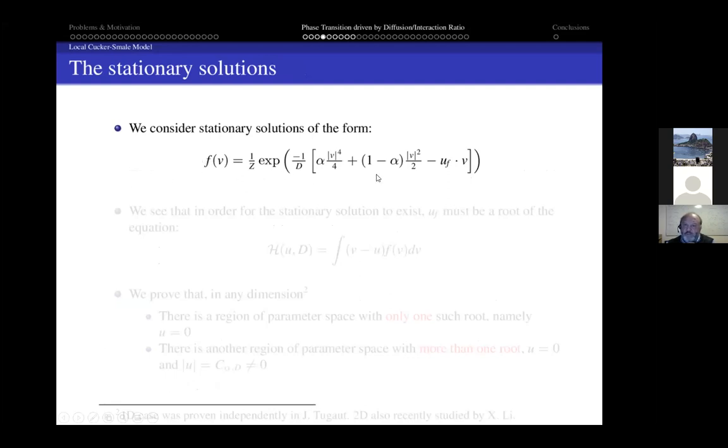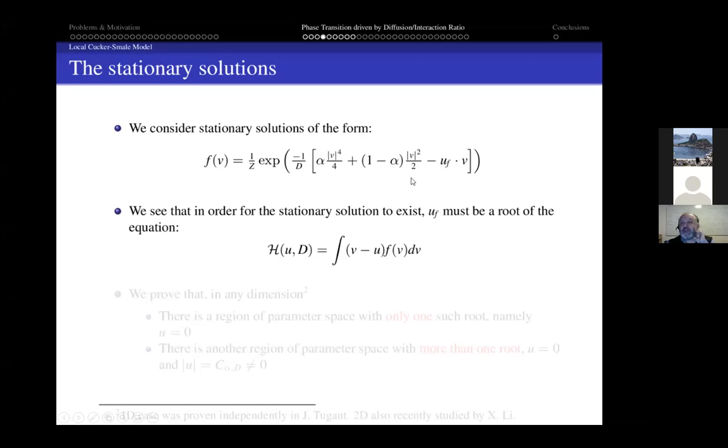So how can we find the stationary solutions? By looking at the zeros of this quantity. U must be a zero of this quantity. It has to be such that the integral of F is 1, or a given constant. Here I normalize it, 1 over Z is a normalization constant, so the integral of F is 1. So I look for steady states of this form such that this integral is 0.